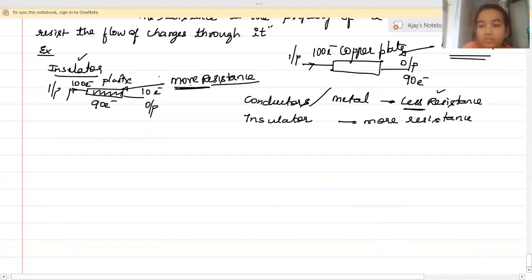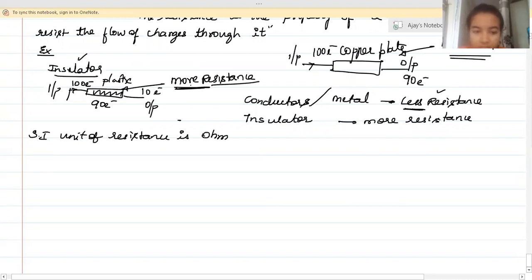Okay, the SI unit of resistance is ohm. It is represented by a Greek letter. I have shown it on the screen, right? So what is the SI unit of resistance? Ohm. This Greek letter is pronounced as ohm only. You have to write it like this.